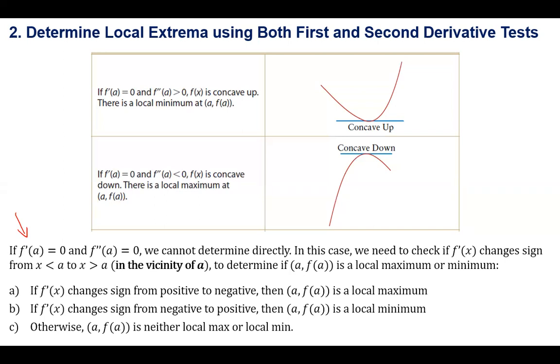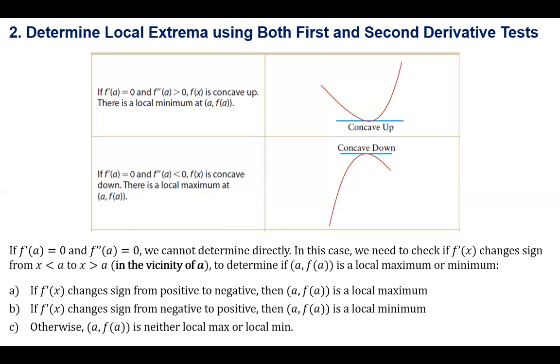In order to determine if this point, alpha, is really a local maximum or minimum or neither, specifically speaking, if the first derivative of f(x) changes sign from positive to negative, then this point alpha is called the local maximum. If the first derivative of f(x) changes sign from negative to positive, then this point alpha is called a local minimum. Otherwise, this point alpha is neither a local maximum nor a local minimum.